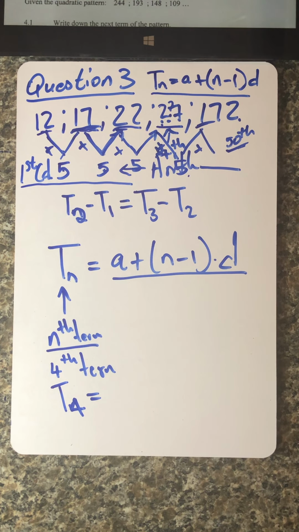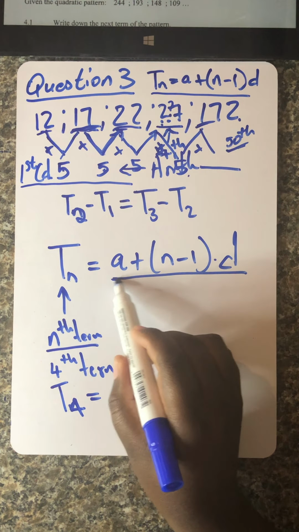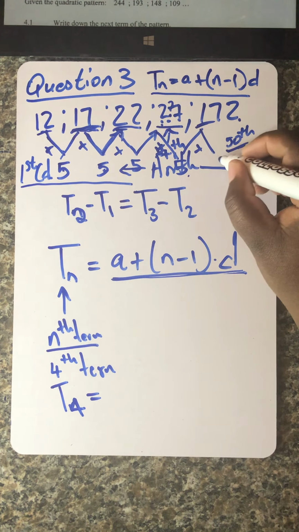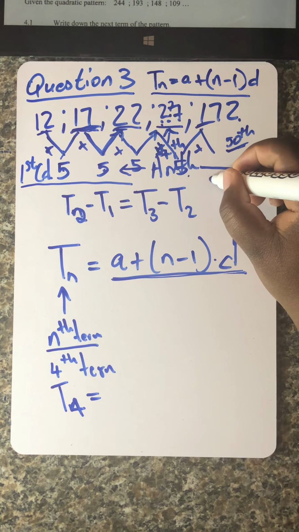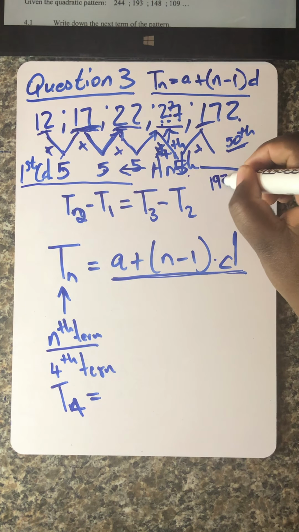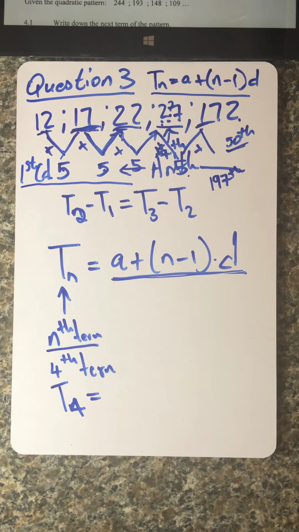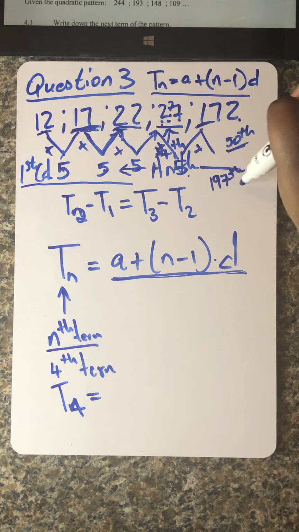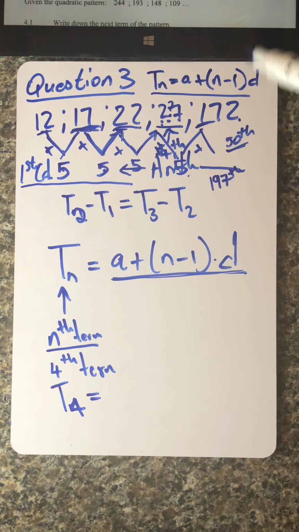What is the shortcut? This is the shortcut. This is the formula that you use in order to get to any term of this sequence. For example, guys, they might also request you to calculate the 97th term. Can you imagine how long it will take you to keep on adding 5, 5, 5, 5 up until you get to 197?